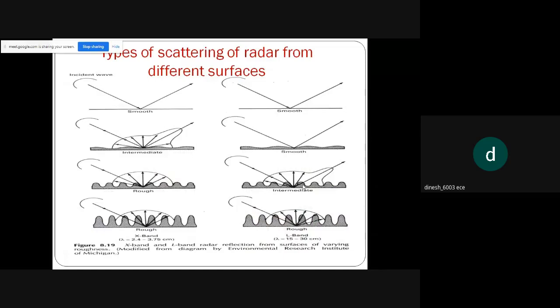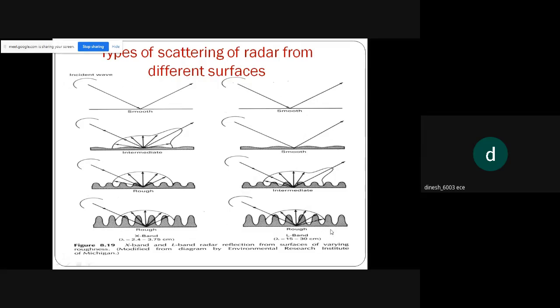And this you are all familiar with, the types of scattering of radar from different surfaces. Incident wave on a smooth surface and rough surfaces, and how it acts in two different bands, L band and X band. The left-hand side diagrams are all X band, and the right side is L band. If it is a smooth surface, it will reflect like this. If it is a rough surface, it will scatter and diffuse like this. When it is a more rough surface, it will go like this. X band varies from 2.4 centimeter to 3.75 centimeter, whereas L band is 15 to 30 centimeter.